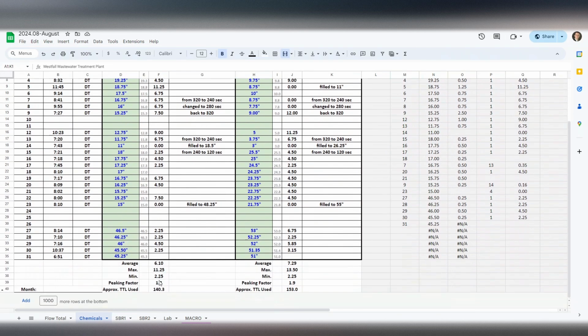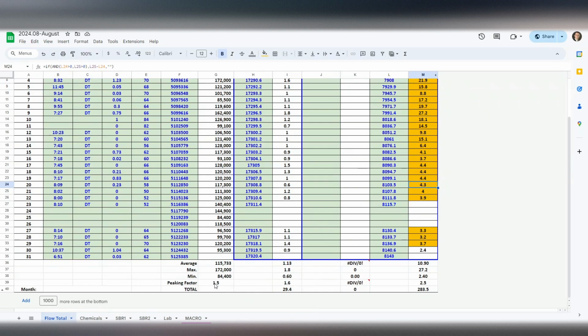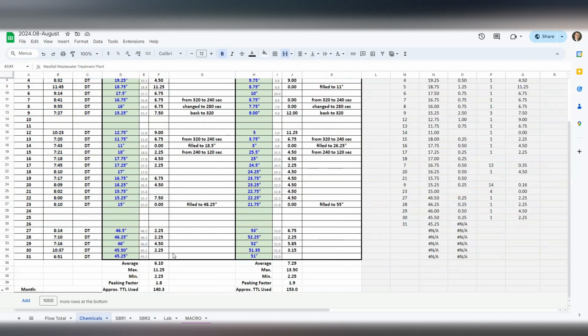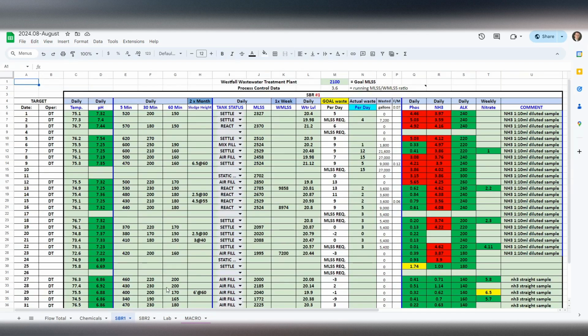Then again, the average, min, max, peaking factor. Again, you typically see that matching somewhat close to the peaking factor of the flow coming in. Just an indicator there, and then the average amount used, or approximate total average used in each tank, things like that. In the SBR, just our standard measurements.